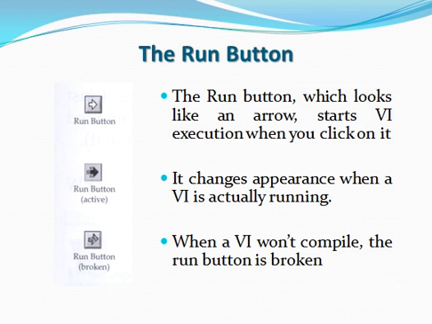The run button, which looks like an arrow, starts the VI execution when you click on it. The second one is the run button active. It changes its appearance when a VI is actually running. It indicates how each block is working, and shows the flow of the program.